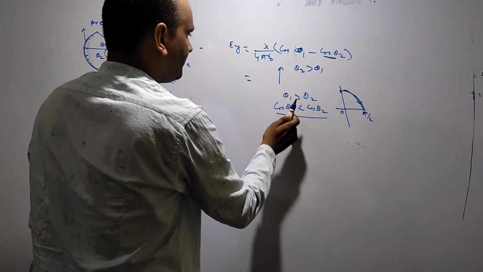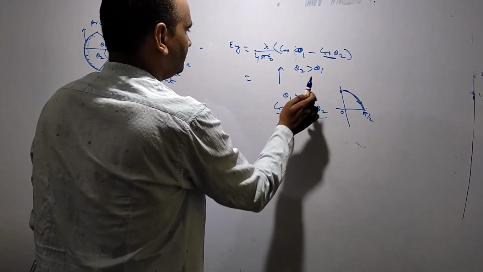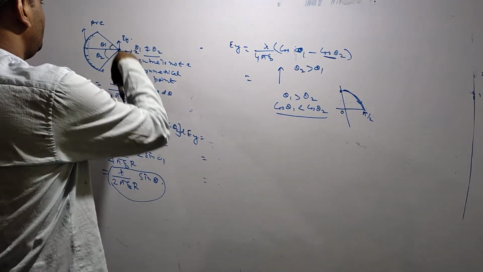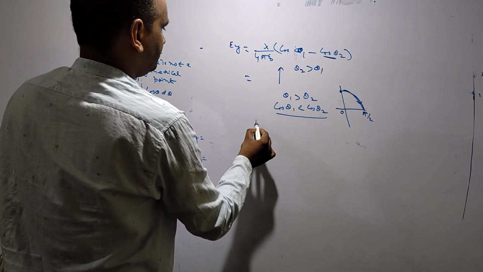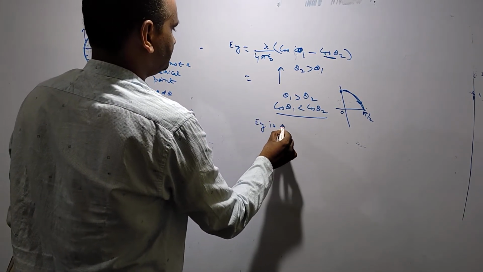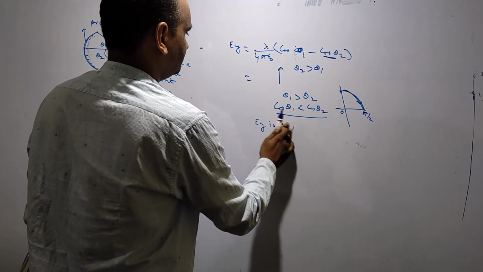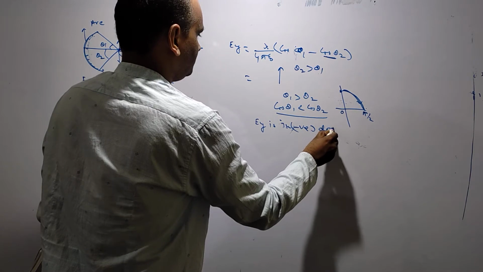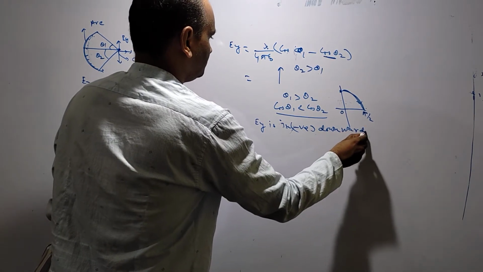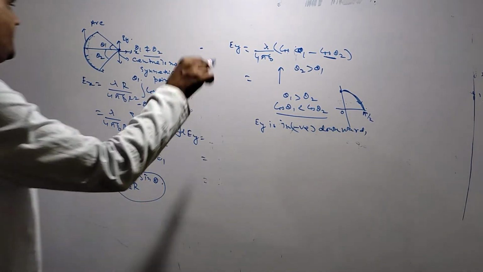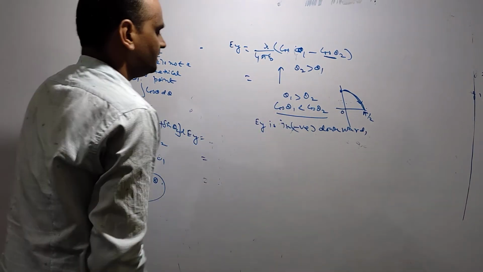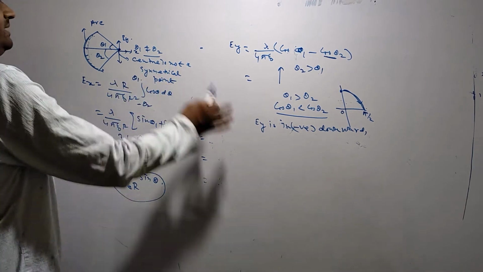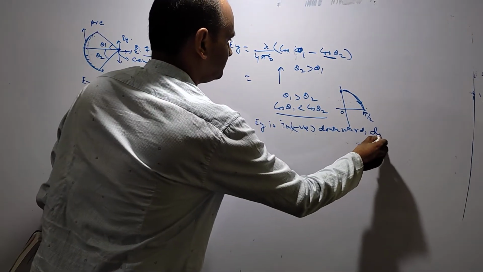So when this angle is greater than this one, then it's going to be downward. Then Ey is in the negative direction. Negative means downward. It depends upon you, but you have to understand the direction. Downward, negative, negative j. Whatever, you should enjoy or appreciate this thinking. Ey is in the downward direction.